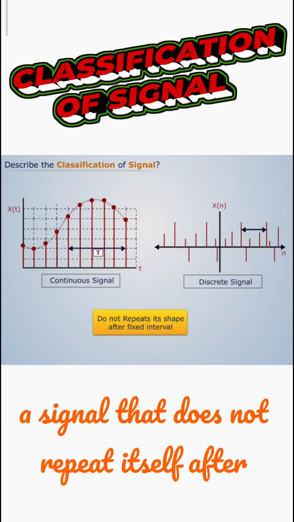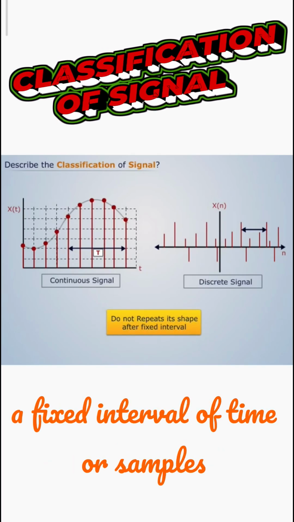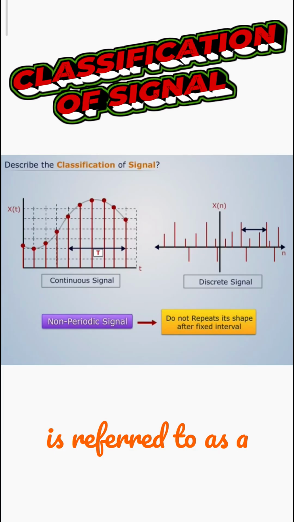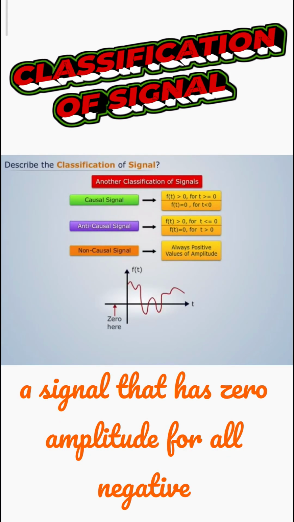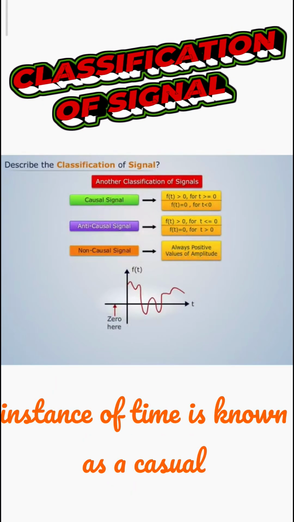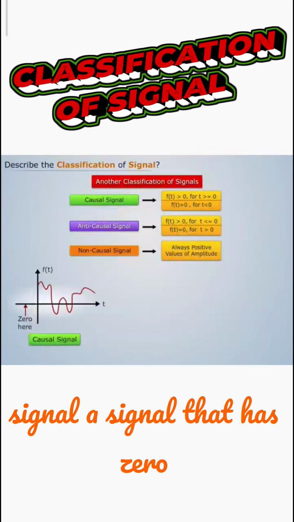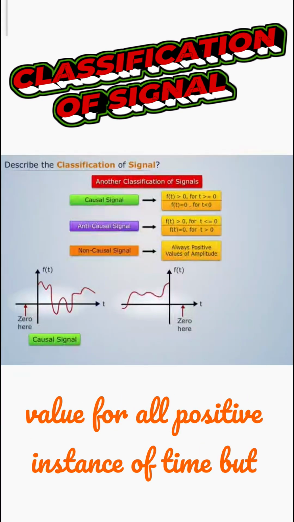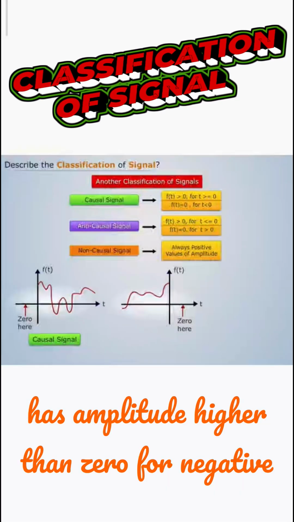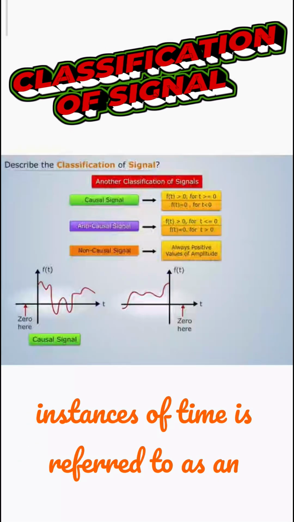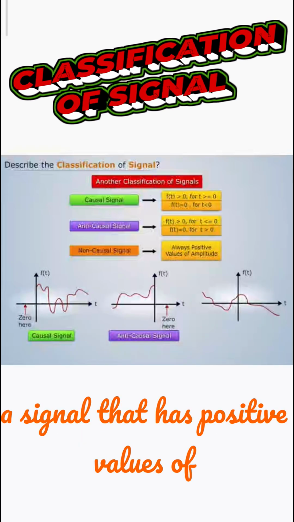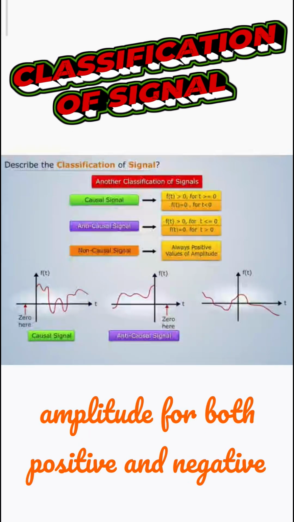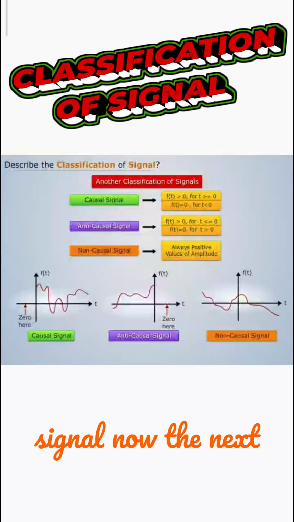A signal that does not repeat itself after a fixed interval of time or samples is referred to as a non-periodic signal. Another classification of signal is done on the basis of causality. A signal that has zero amplitude for all negative instants of time is known as a causal signal. A signal that has zero value for all positive instants of time but has amplitude higher than zero for negative instances of time is referred to as an anti-causal signal. A signal that has positive values of amplitude for both positive and negative instances of time is a non-causal signal.